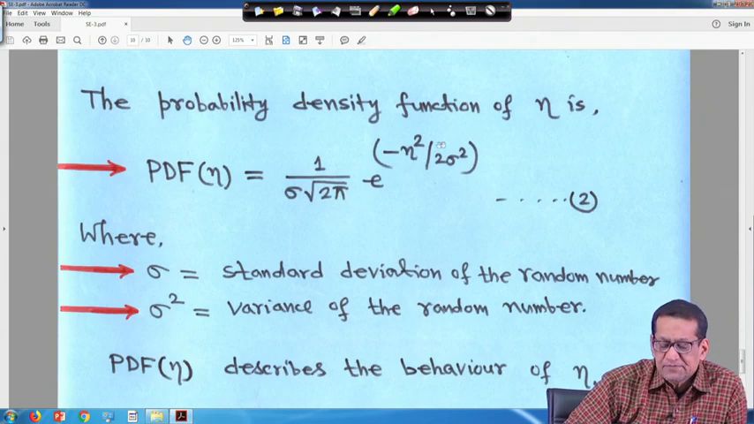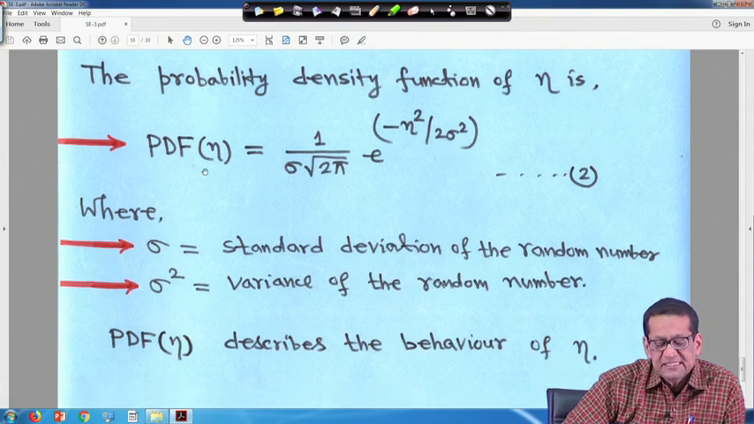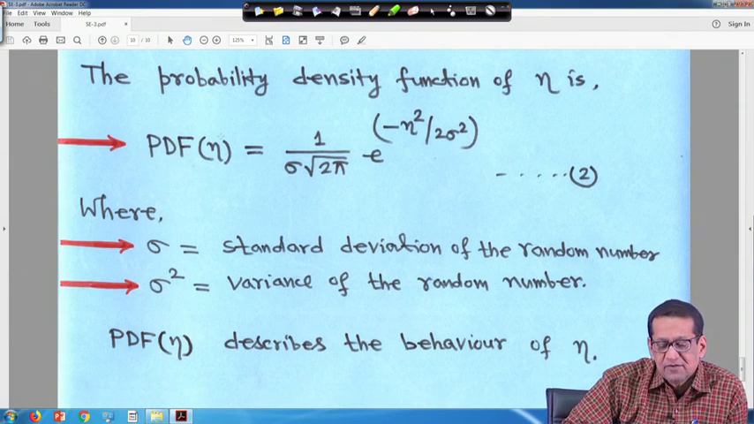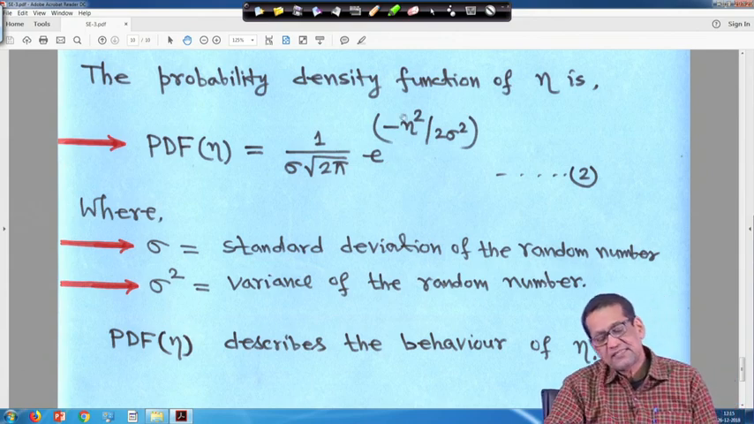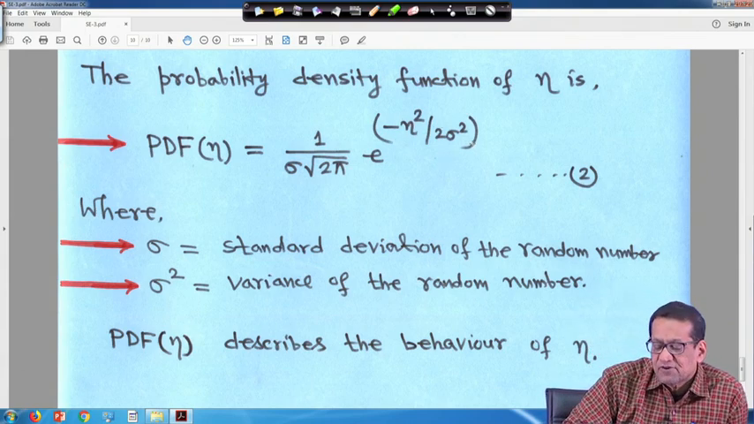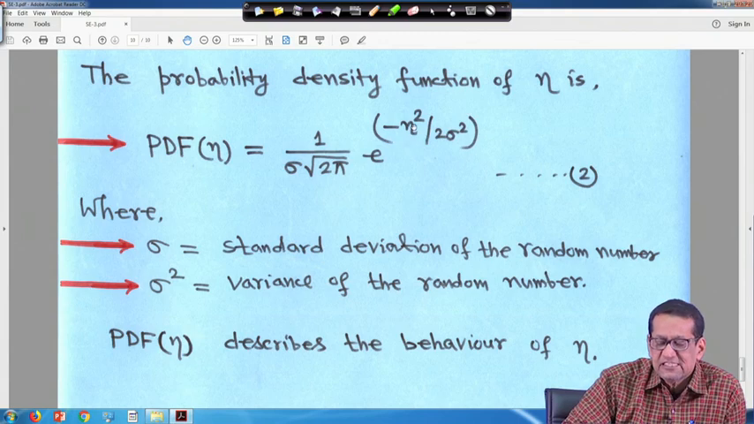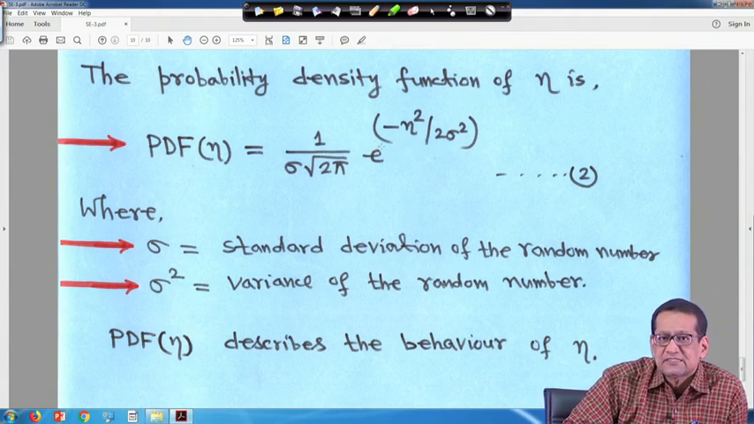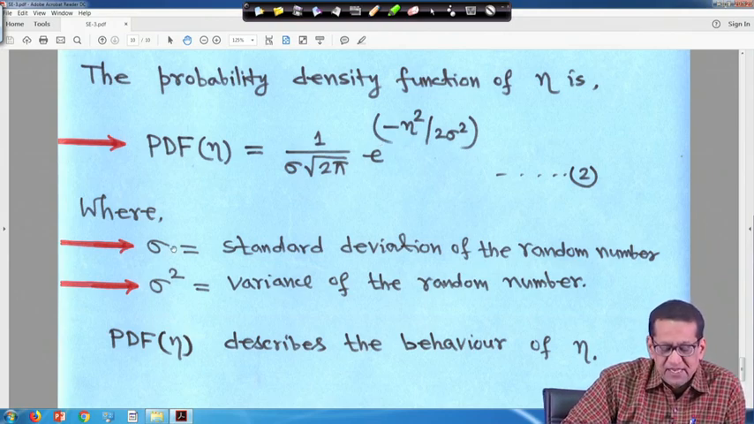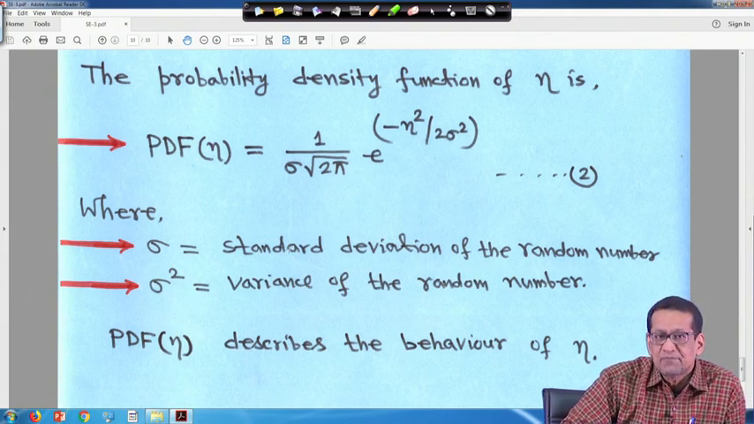the probability density function of zeta can be written, as it is a normal distribution, as PDF zeta is equal to 1 upon sigma root over 2 pi into e to the power minus zeta square upon 2 sigma square. This is equation 2. You know this expression from your mathematics probability chapter. This is the standard expression for normal distribution, where sigma is the standard deviation of the random number, and sigma square is the variance of the random number, right.